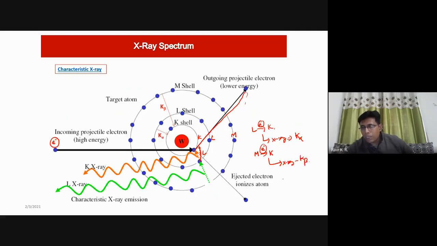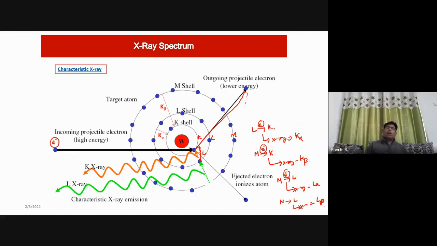Similarly, suppose you have a vacancy in the L shell. If an electron moves from the M shell, then X-ray will be generated, and in that case it will be L alpha. Suppose an electron moves from the N shell to the L shell. If the X-ray is generated, that we call L beta.